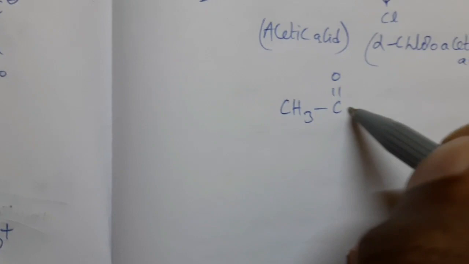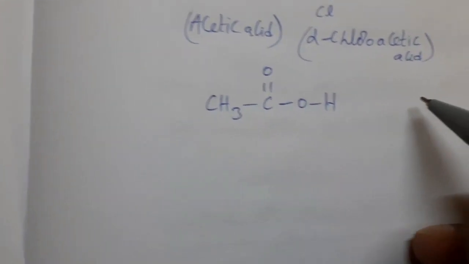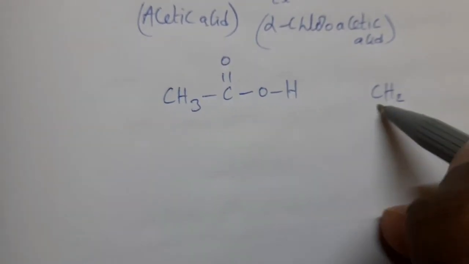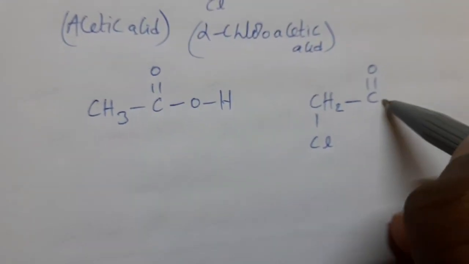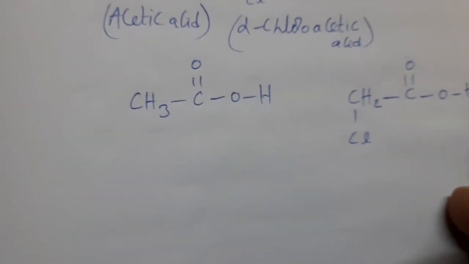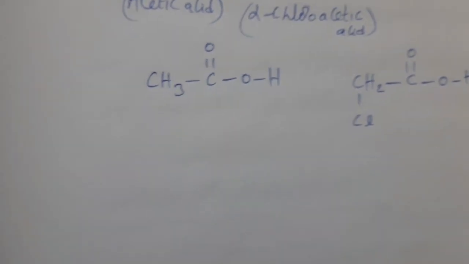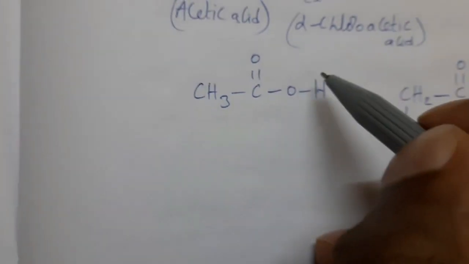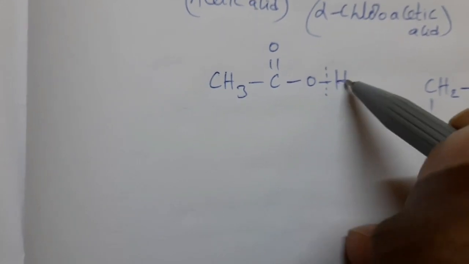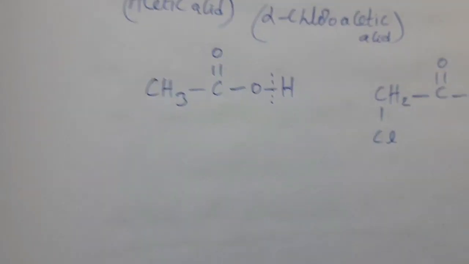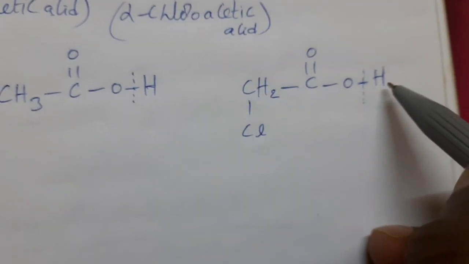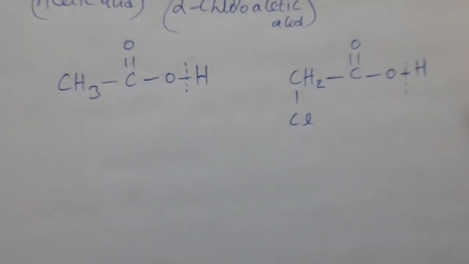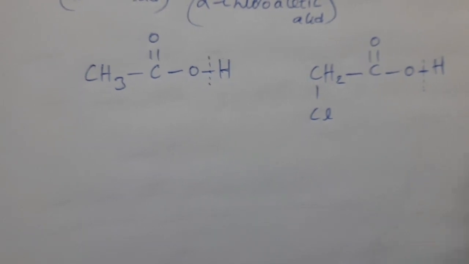CH3, COOH, OH, and CH2, Cl, COOH. In these compounds, when this bond is broken, H plus ion is released. Here also, when this bond is broken, we can get H plus ion. That means the compound exhibits acidic nature.